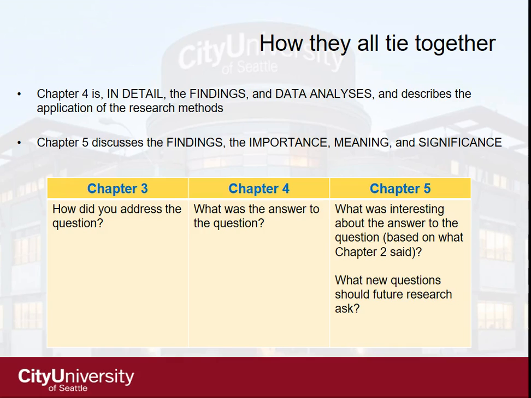Chapter 4 was the results, and then chapter 5 really ties in, using the results from chapter 4, how it's tied into chapter 2. And then finally, what new research questions should this study ask? What new questions? What future directions of research? So that's how they're all tied together. It's a related document, but yet each stands out on its own.